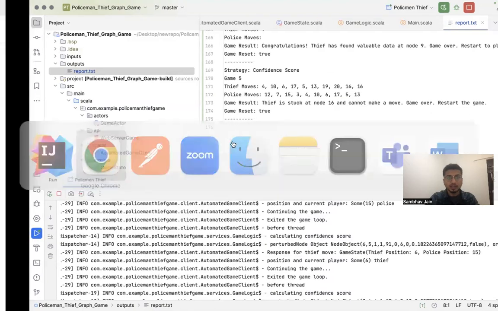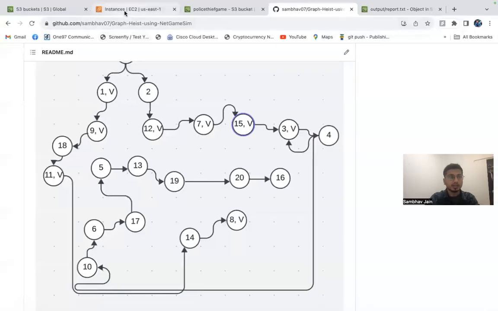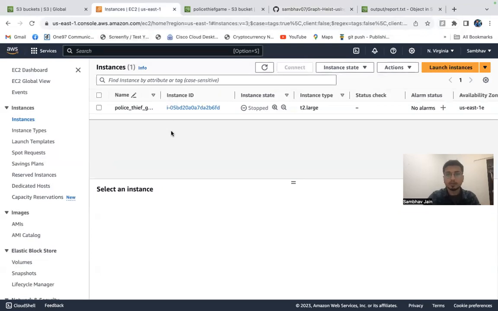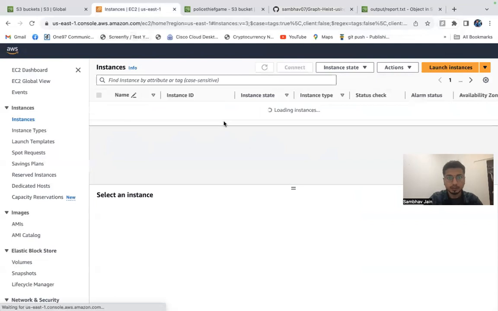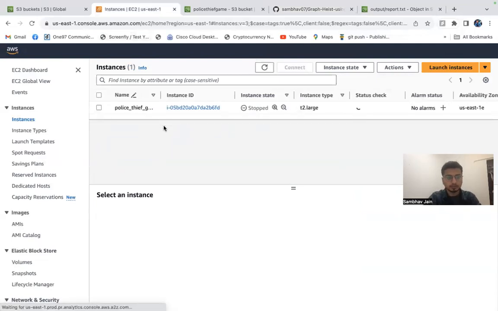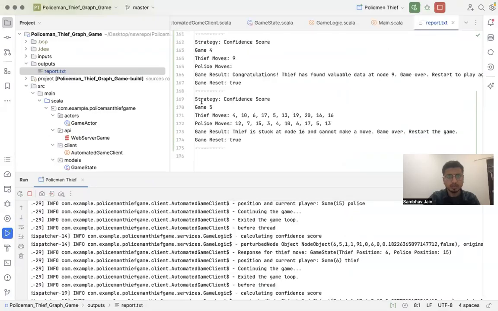I have already made the EC2 instance here, and we can invoke the instance. Let me refresh it. So the instance is stopped right now. And by the way, in the report, I have mentioned what strategy is being used. It's the confidence score, as required in the GitHub description, and game number 5. And yeah, let's verify this as well, like how the moves were.